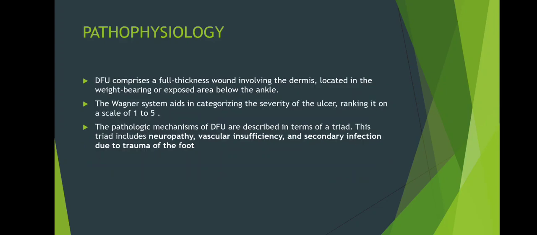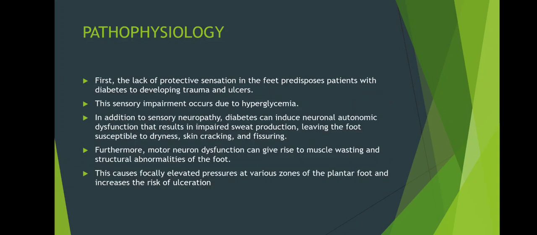The pathophysiology of diabetic foot ulcer. So we need to know that diabetic foot ulcer comprises a full thickness wound that involves the dermis, located in the weight-bearing or exposed area below the ankle. The Wagner system aids in categorizing the severity of the ulcer, ranking it on a scale of 1 to 5. The pathologic mechanisms of diabetic foot ulcer are described in terms of a triad. The triad includes neuropathy, vascular insufficiency, and secondary infection due to trauma of the foot.